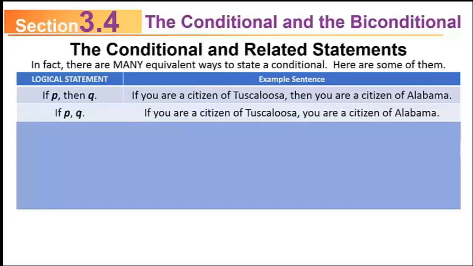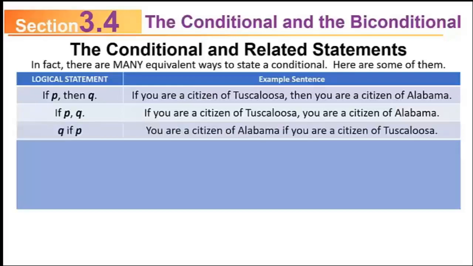If P, Q, that leaves out the word then, which is very common in English. So it would be, if you are a citizen of Tuscaloosa, you are a citizen of Alabama. In other words, I'm just leaving out the then. That does not change the basic nature of the sentence, and it's still an equivalent form of the conditional.